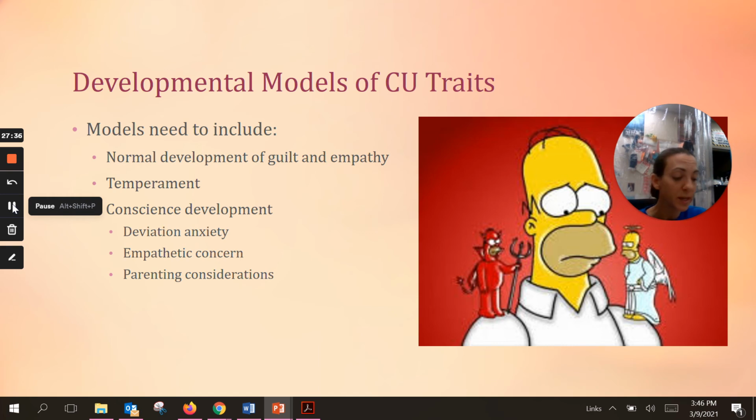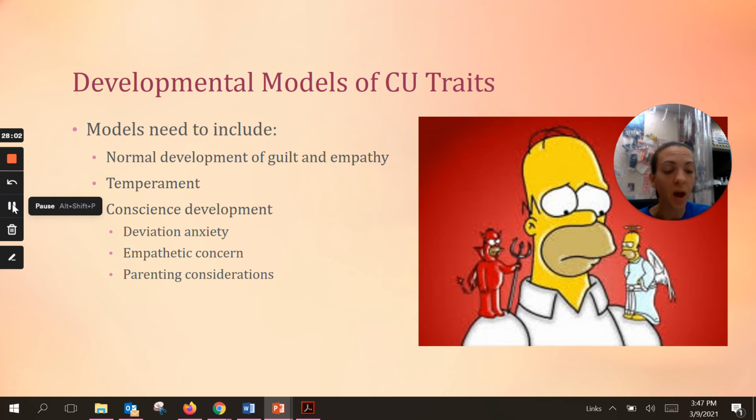But those with CU traits don't have this deviation anxiety. And the fact that they don't have this deviation anxiety impedes their conscience development. Scores on measures of fearlessness correlate to measures of CU traits. So if they're high on fearlessness, they're also probably going to be high on CU traits.